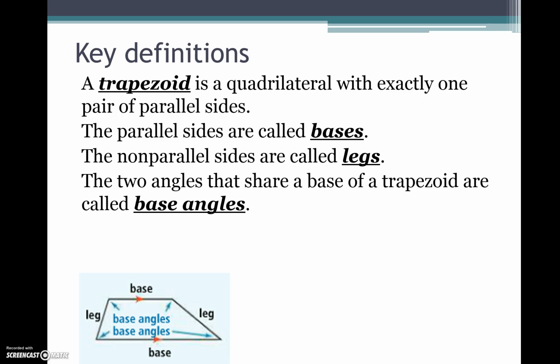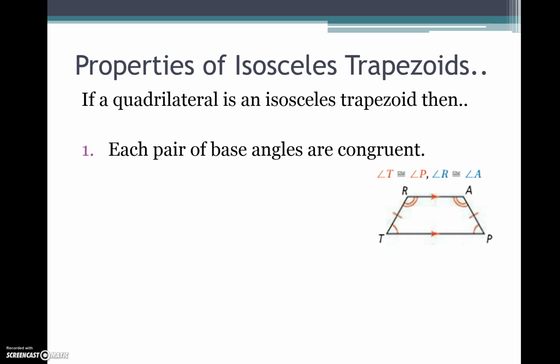There are some properties of trapezoids, and these are specific to isosceles trapezoids. The first one is that each pair of base angles are congruent. So when we're discussing this, what you need to pay attention to is where these base angles are. We're looking at one of the two parallel sides. The two angles that are consecutive right next to it are the ones that are going to be congruent, as well as the bottom ones.